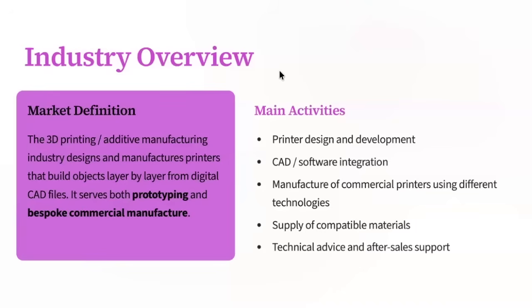And these printer manufacturers are involved with the supply of compatible material as well. Because just because you have a 3D printer, you cannot print something, you need raw material. So 3D printer manufacturers usually end up supplying the necessary raw material to commercial clients. For instance, if you want to print something such as an aerospace part, you will have to manufacture it using some type of metal.